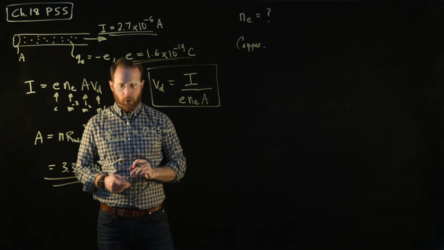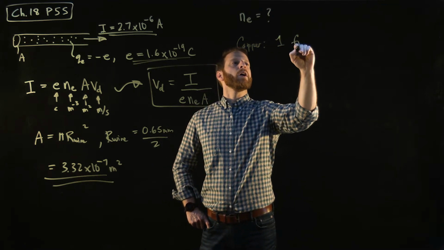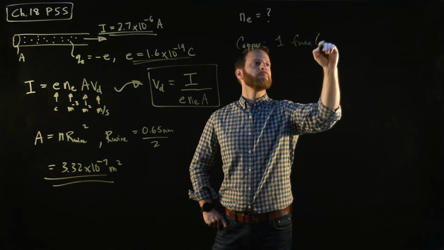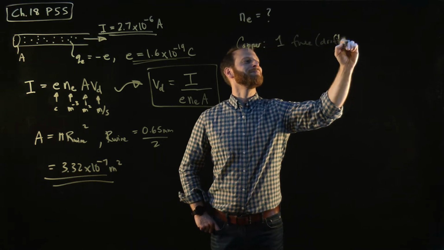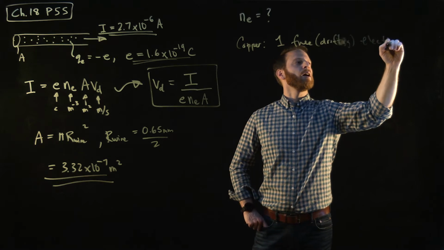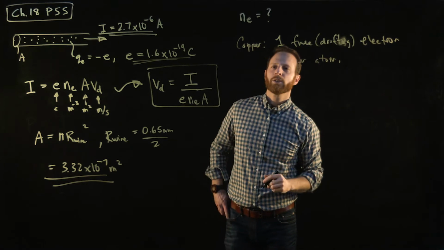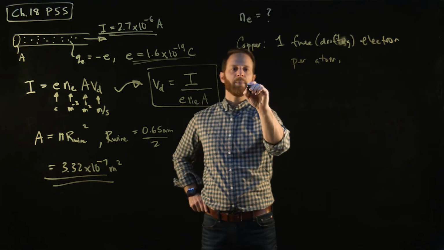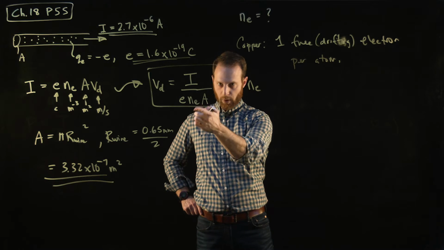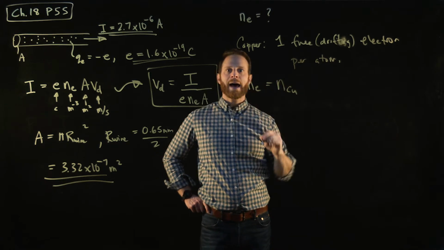And the estimate that we're going to make, or the approximation we're going to make, is basically one free drifting electron per atom. So what that means is if you identify one electron for every one atom, that means the number density of electrons that we want in this formula is equal to the number density of copper atoms.